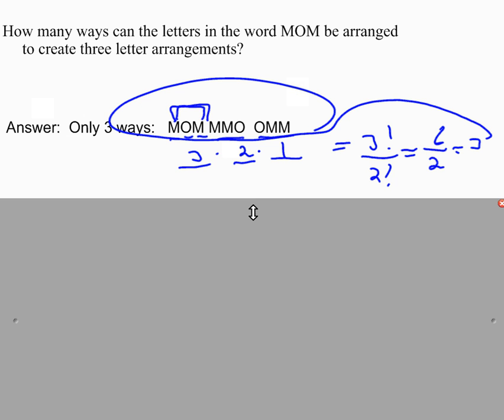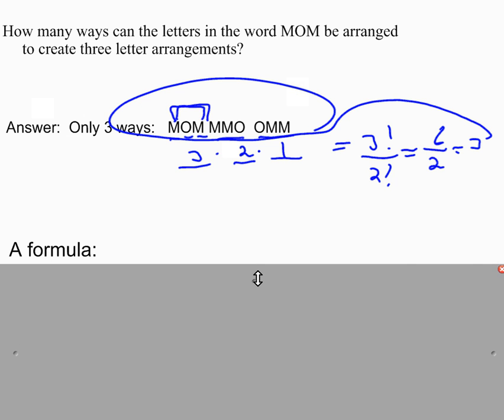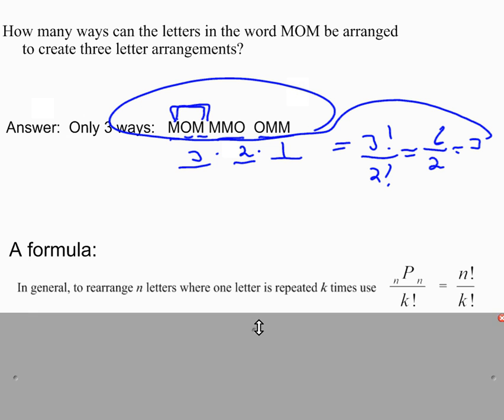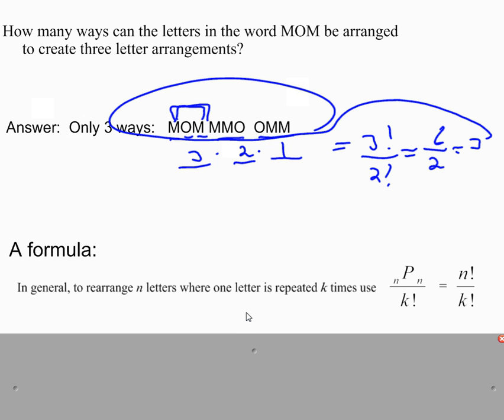So let's generalize that idea. We have another formula. The idea is that, in general, to rearrange n letters where one letter is repeated k times, start by assuming it is a permutation. But if a letter is repeated k times, I'm going to divide by k factorial. So n things taken n at a time is the same thing as n factorial. And so what it really comes down to is n factorial over k factorial.